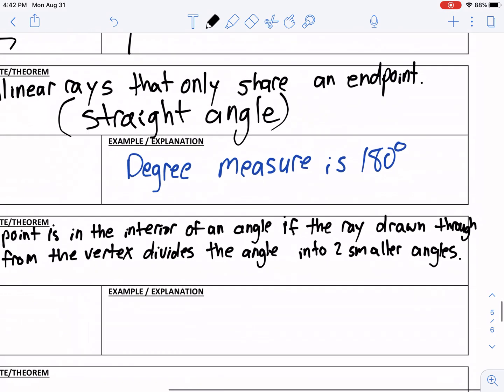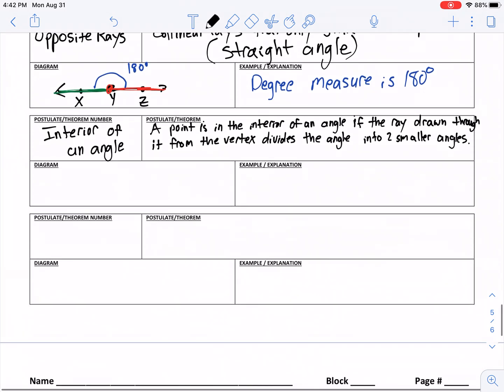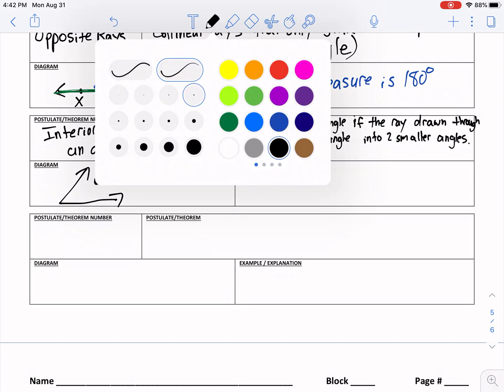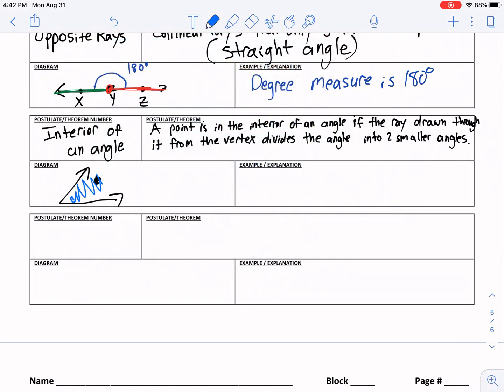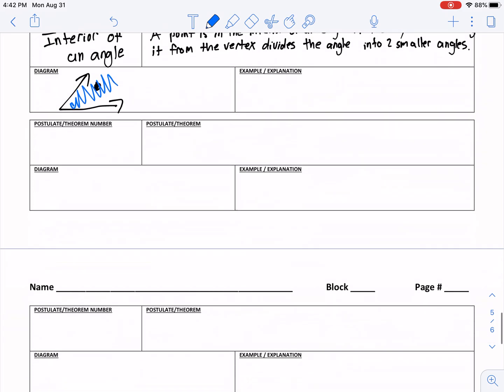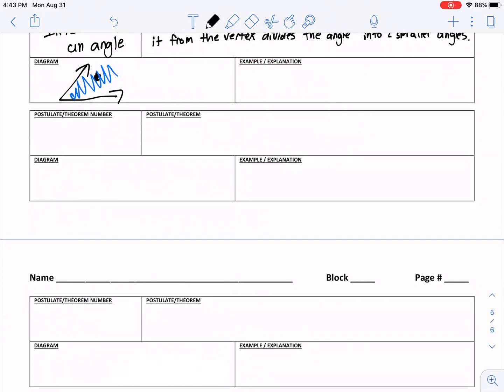Okay. Now you might say that's a lot of information to process at once. This is basically saying a point is in the interior of an angle. For instance, if I had this angle here, we would say this point is on the inside of this angle because we can draw a ray through it from the vertex. And when I draw a ray from this vertex out to here, notice that creates two smaller angles from the original angle. So we would say that point would be on the interior of this angle.